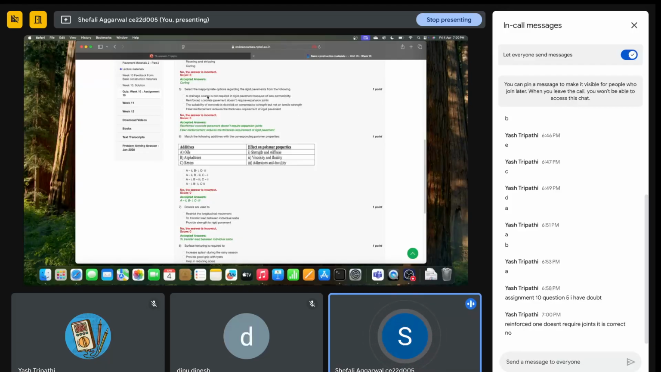First option, drainage course is not required in rigid pavement because of less permeability. So, this is true. Reinforced one doesn't require joints. It is correct. So, we have to choose the incorrect option. Okay, wait. Rigid pavement doesn't require expansion joint.